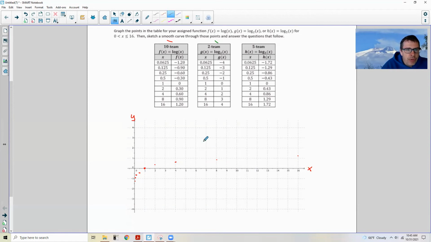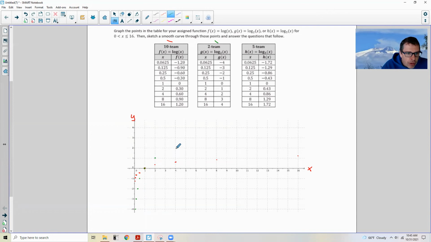Okay, so here's team 2 in green. Again, 0.0625 is going to be negative 4, so this point is all the way down here. Then at an eighth, it's negative 3, which is roughly here. At a quarter, it's negative 2. At a half, it's negative 1. At 1, it's 0, which is right here. And at 2, it's up at 1, which is here.